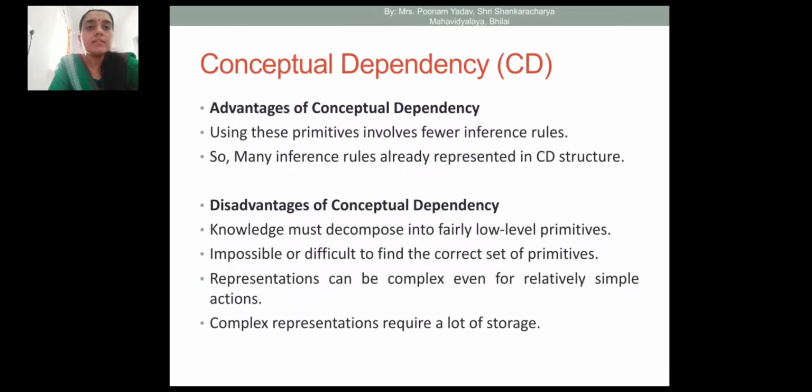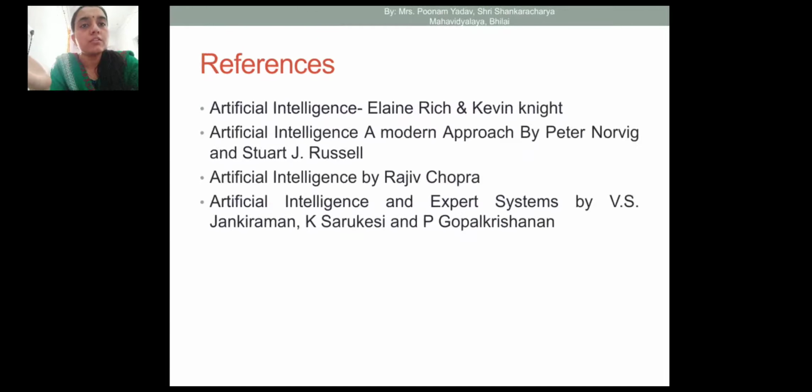The advantage of using these primitives is that they involve fewer inference rules, because things are already represented in the CD structure. But the disadvantages of this concept are that knowledge must be decomposed into very low level primitives, and it is difficult to find the correct set of primitives. There are so many primitives and it is difficult to find the correct one. Representation can be complex even for a relatively simple action, and complex representation requires a lot of storage.